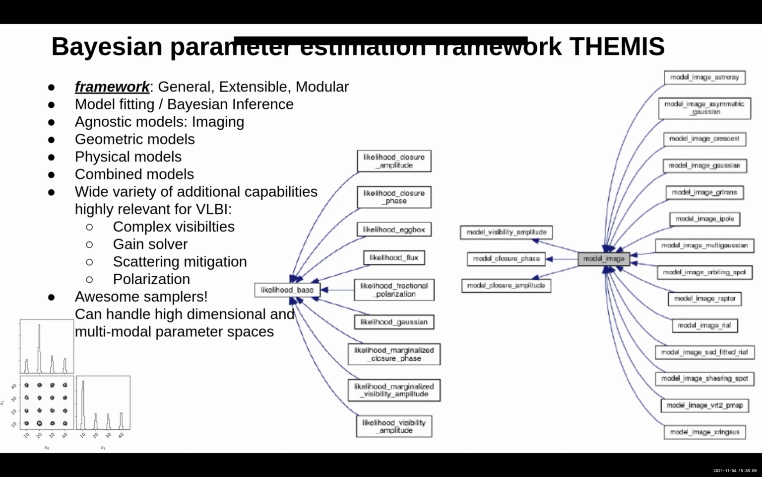All you pass is the visibility, and the rest that's already coded up in Themis is doing the work for you, and all of that. So it has a number of other things that you normally would have to work out yourself if you were to do it from scratch. And this is like gain solvers, for example, if you want to fit complex visibilities or visibility amplitudes, if you want to do scatter mitigation, polarization, and so on. So there's a lot of things that are being taken care of for you.